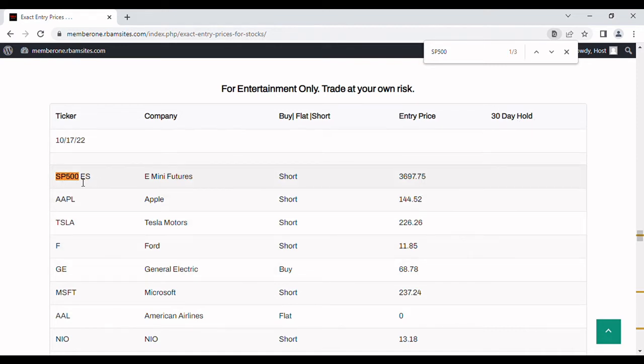You can see the E-mini ES is the symbol from the Chicago Mercantile Exchange on the futures contracts. So there's a short for Monday at 36.97. That's, of course, for entertainment purposes only, and you have to use your own analysis. But that's what this system is showing, a short at 36.97 for Monday morning the 17th.